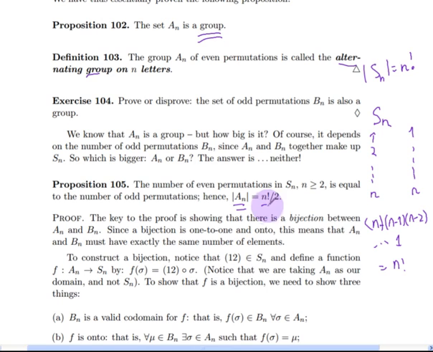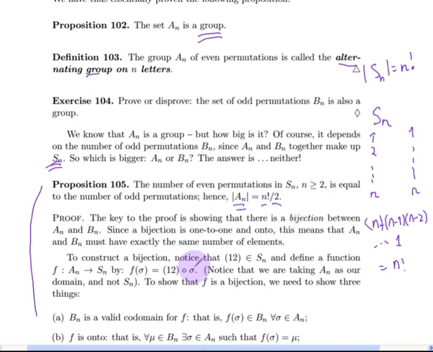Turns out that the order of the alternating group is n factorial divided by 2. In fact, there are just as many even permutations as there are odd permutations. So they split the symmetric group exactly in half. And that's what's going on in this proof here. And you show that there's the same number of elements in An as in Bn. And it turns out you can show they have the same number by creating a bijection between An and Bn.